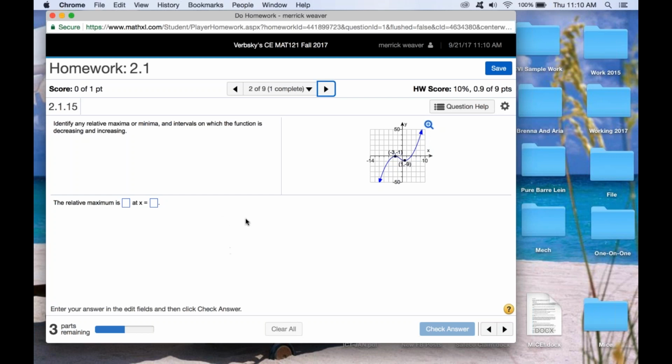Merrick, what's the course you're taking? Are you taking Algebra 3 or pre-calc or what? This is college algebra. College algebra. Okay, that's like Algebra 3.